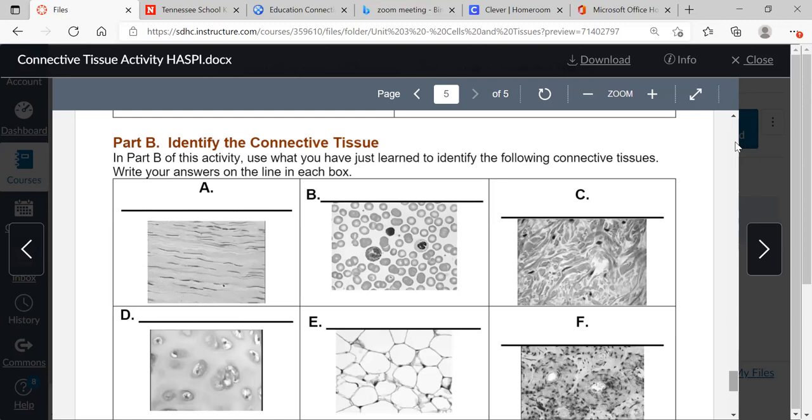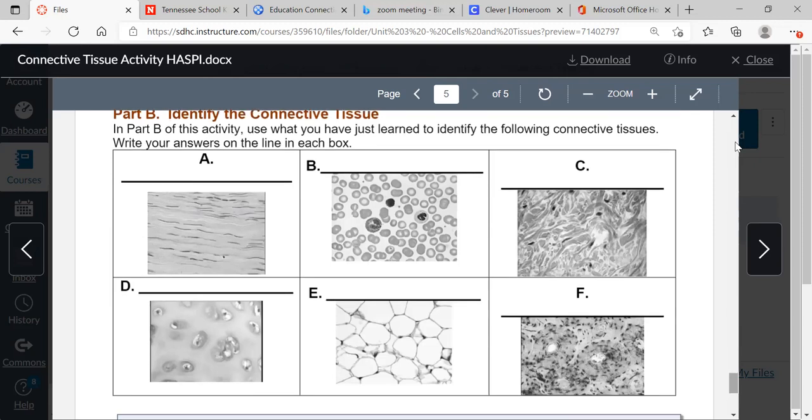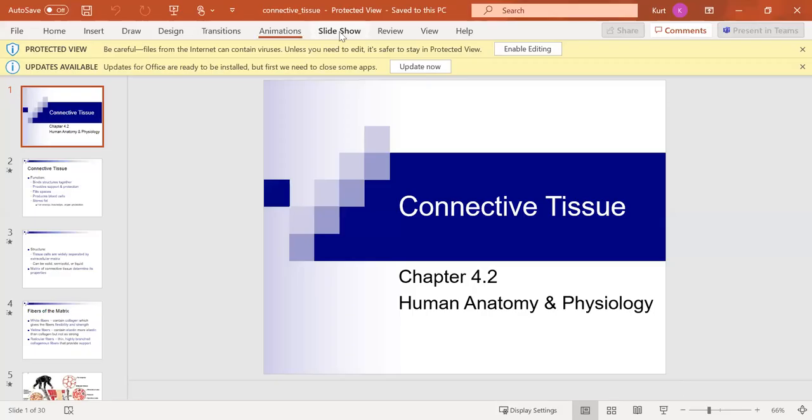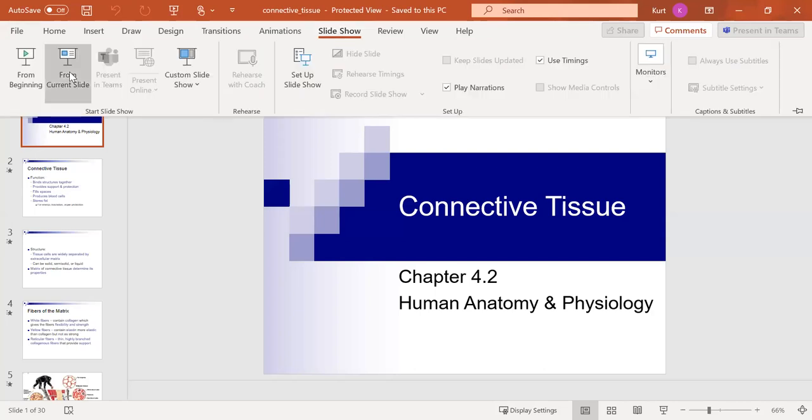Part B, you can do on your own. You're going to match the type of tissue with the name in the slide. And then you see this part right here, analysis questions. I want you to answer those on the back of that third page where you have plenty of room. But what you will be doing today is you will be following along with me with the notes to try to fill in as much of those boxes of A through J as you can. Okay? So let's get to it. Let's make sure I'm showing everybody at home what we got.